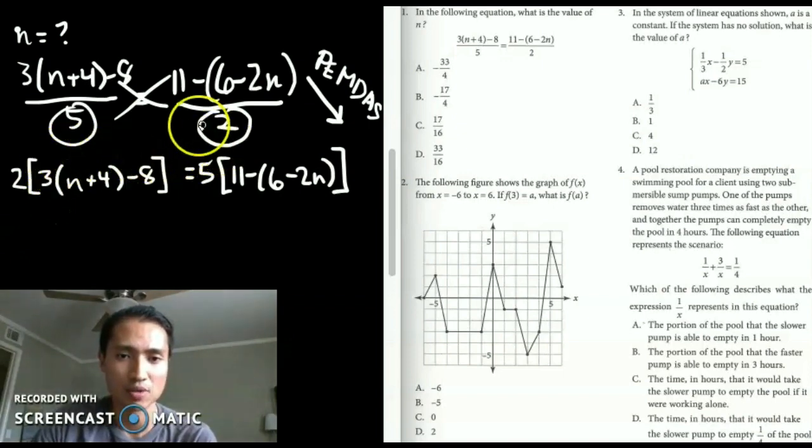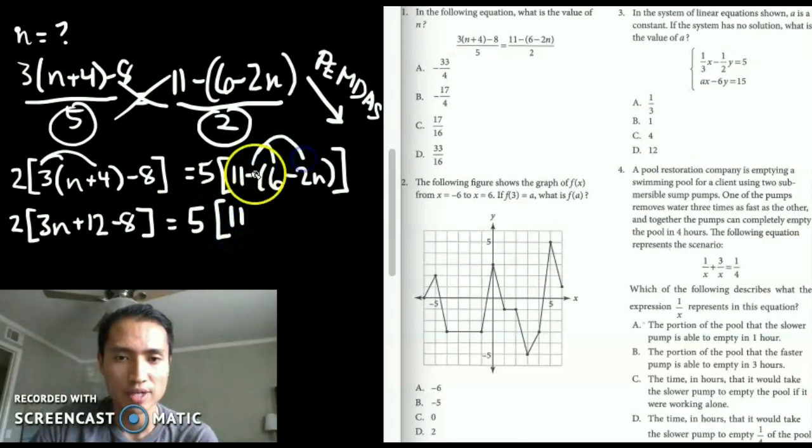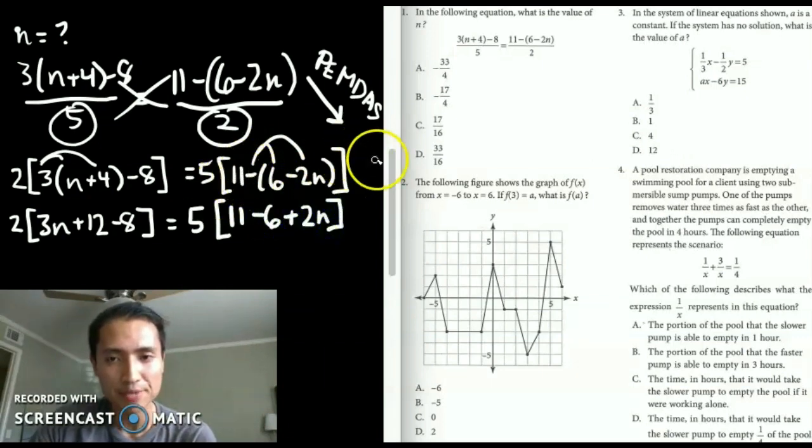So this is starting to look a little bit better than what we had, but there's still a lot going on. So I'm going to start distributing out some of this stuff. Okay, this is the tricky part over here. So we have minus parentheses 6 minus 2n. Conceptually, we have to realize that that's actually plus a negative 1, so we're going to distribute the negative 1 out. Okay, starting to look a little bit better.